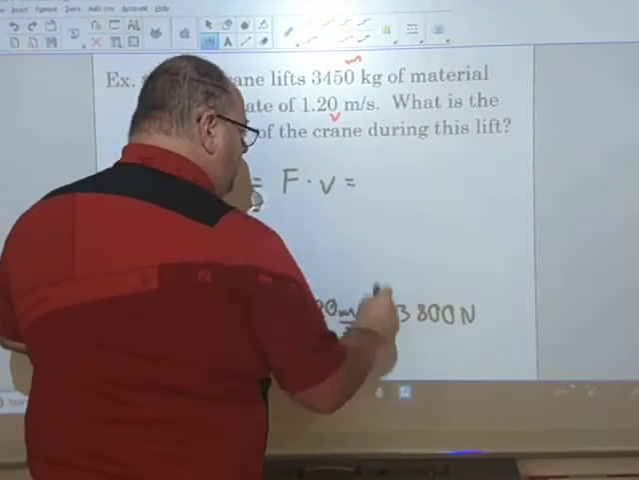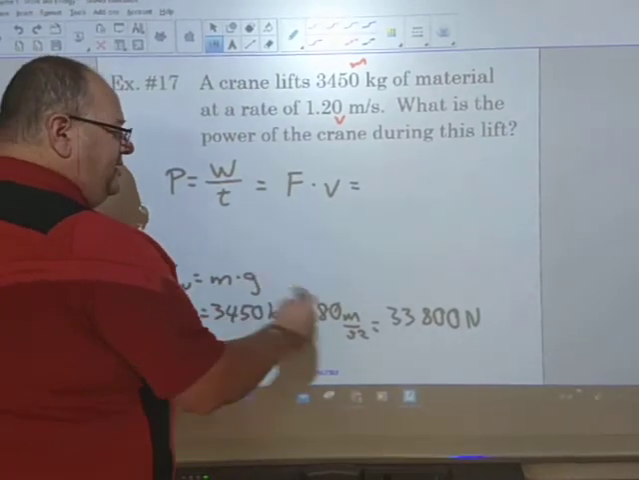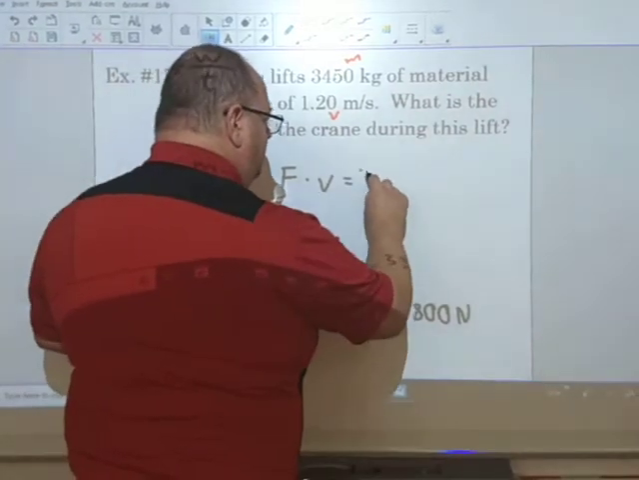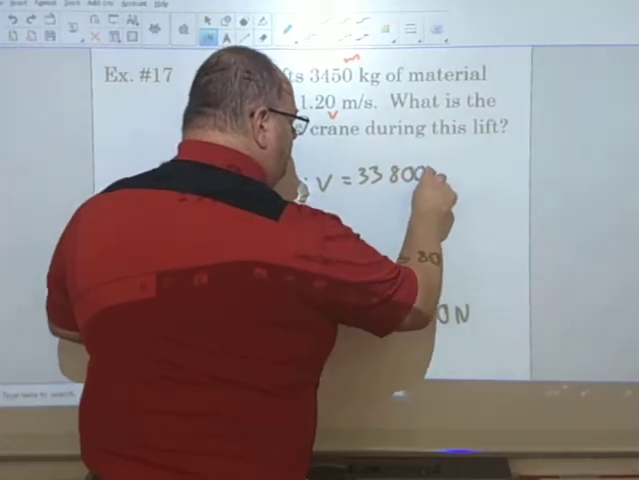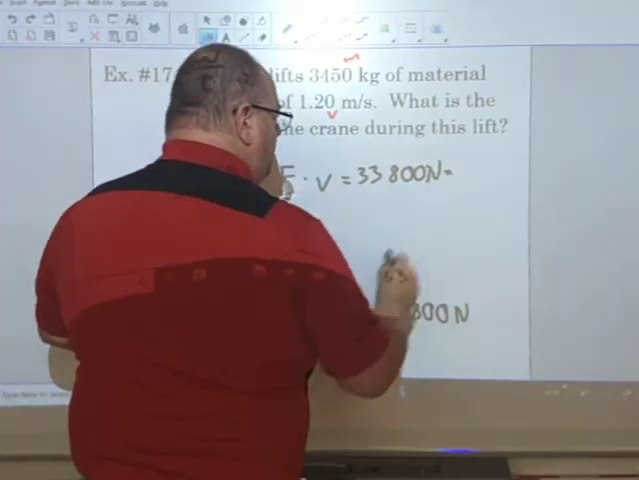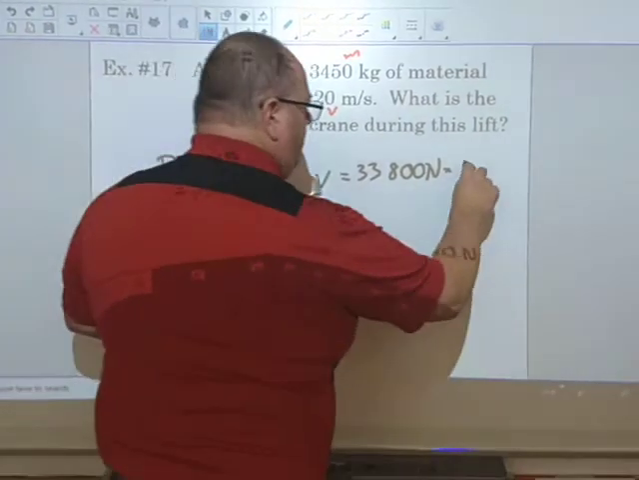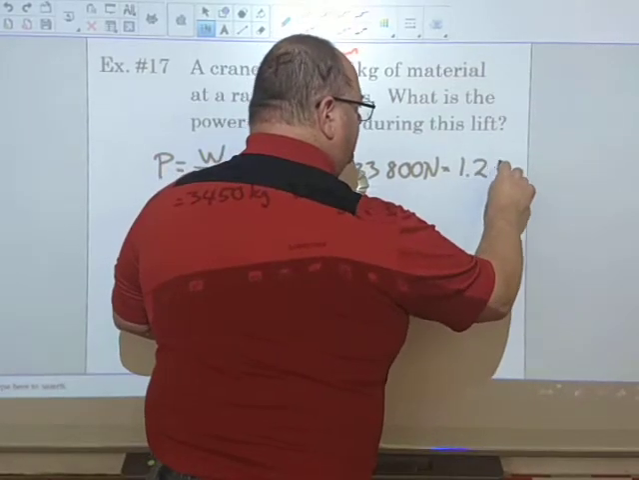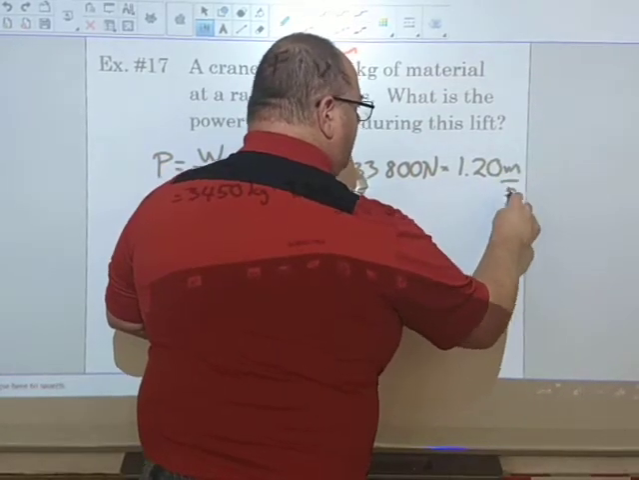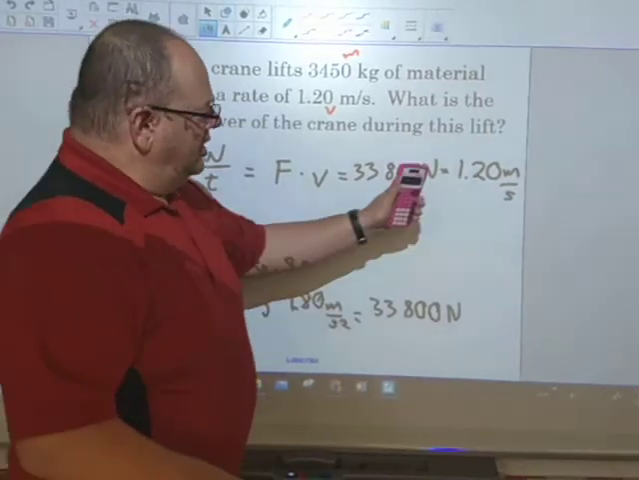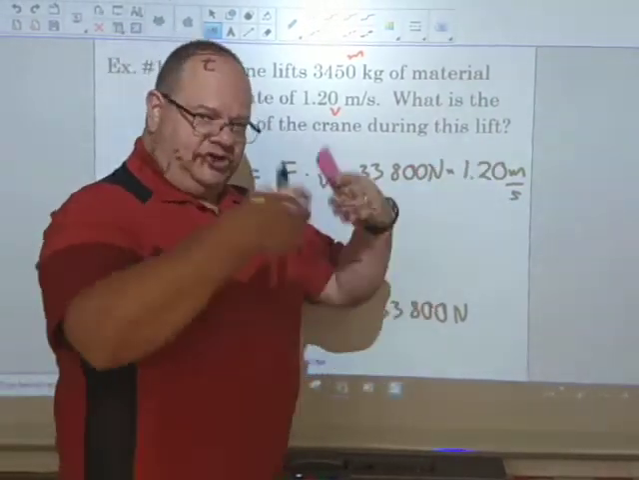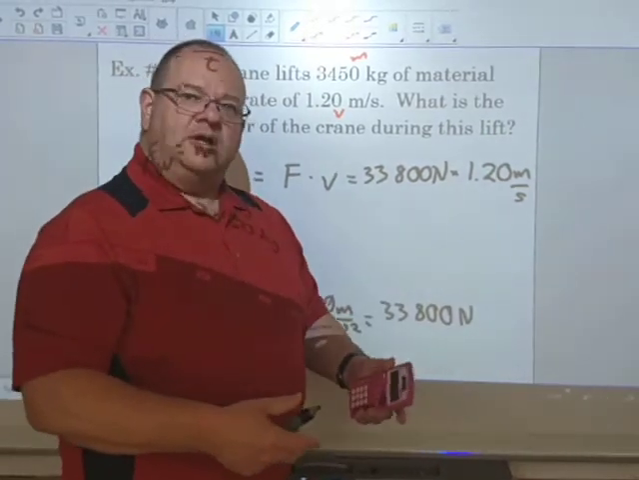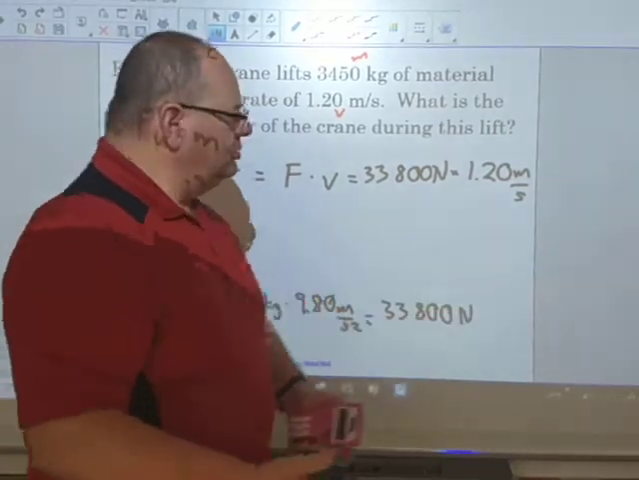Now I can come up here and say, all right, I'm going to take all that weight, 33,800 newtons, and we're going to move it at 1.20 meters per second. Hey, look at these labels. A newton times a meter per second. Well, a newton times a meter is a joule, and a joule per second is a watt.